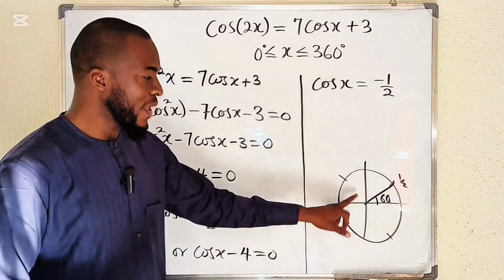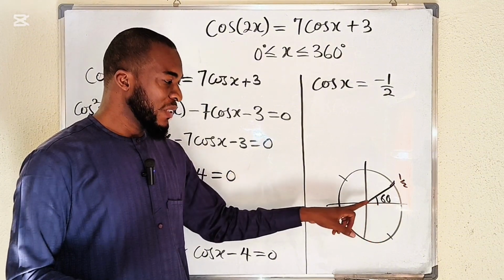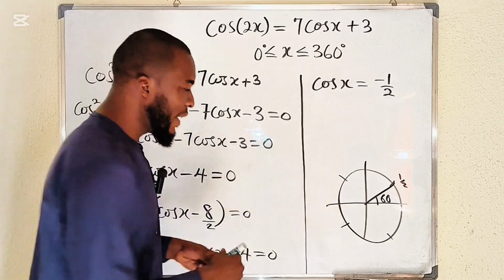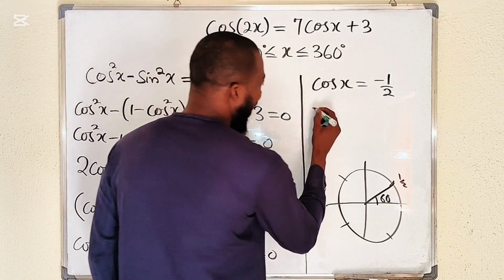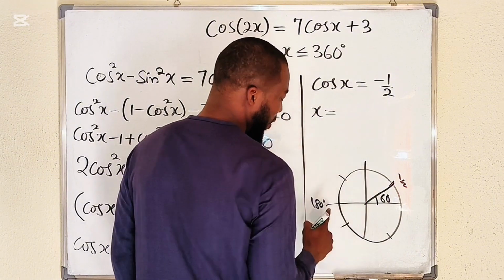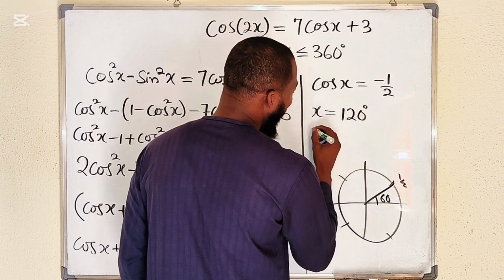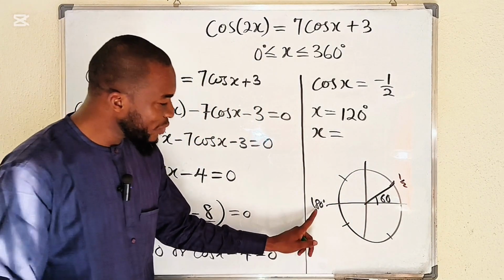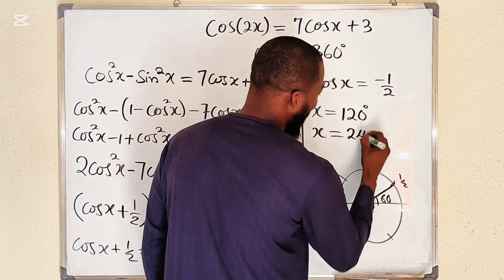But remember, you are here. So this is our reference angle, 60 degrees. So in the second quadrant, it will be what? 60 less than 180, because this is 180 degrees. So we have seen that x can be equal to 120 degrees. And also x can be what? In this quadrant, which is going to be 60 more than 180, which is 240.